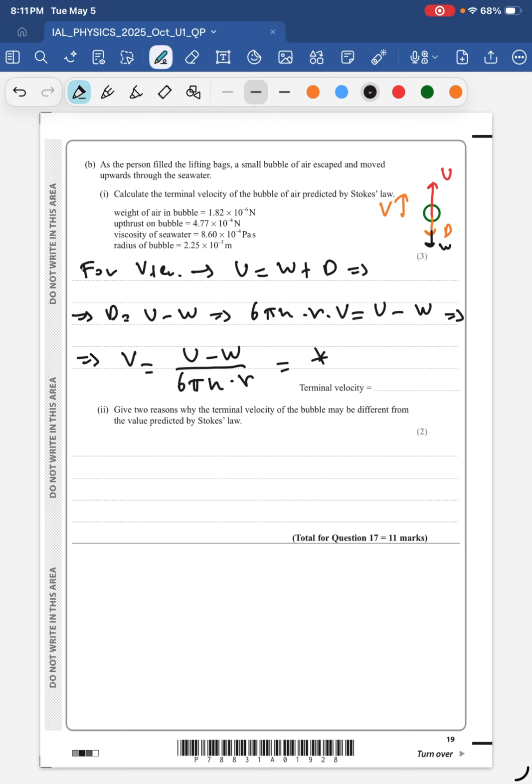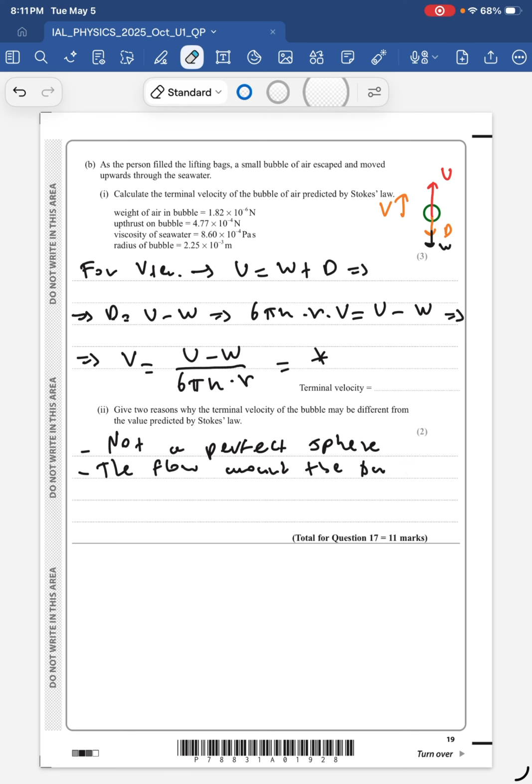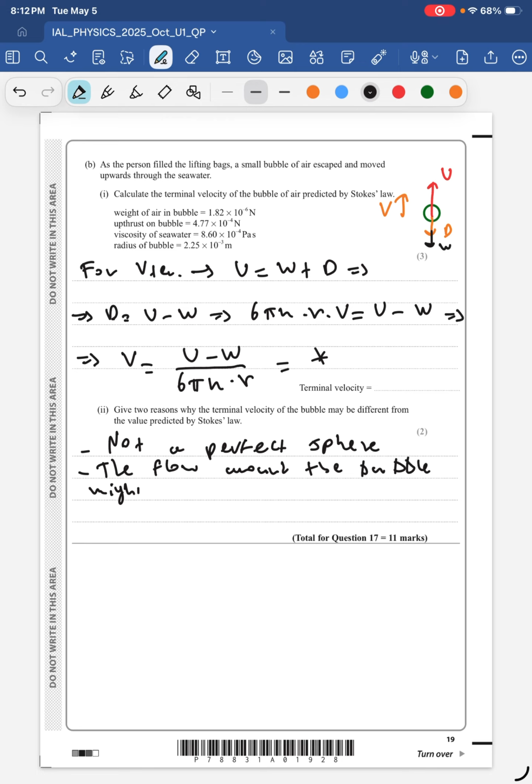Part 2. Give 2 reasons why the terminal velocity of the bubble may be different from the value predicted by Stokes' law. So maybe it's not a perfect sphere. That could be one reason. Another reason is that the flow around the bubble might be turbulent.